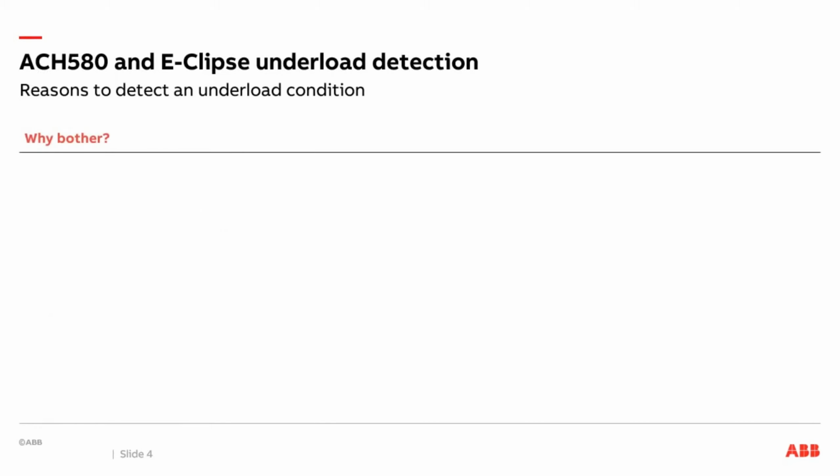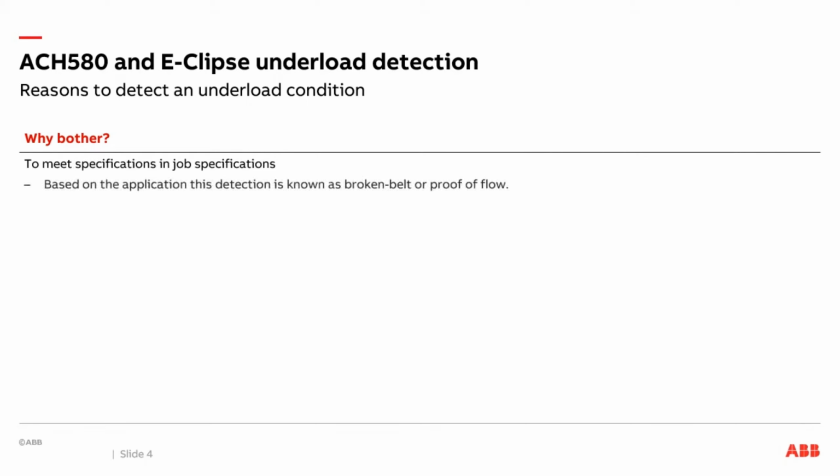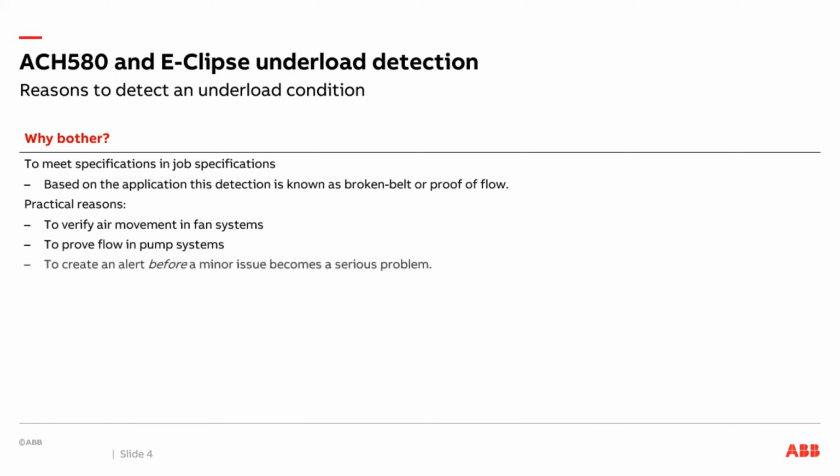Why is this function relevant? Many building automation systems require underload detection in their job specs. And depending on the application, the feature is known as broken belt or proof of flow. But there are more practical reasons for underload detection: to verify airflow in a fan system, or to prove flow in the pump system. Now, this detection is intended to create an alert before a minor issue becomes a serious problem.